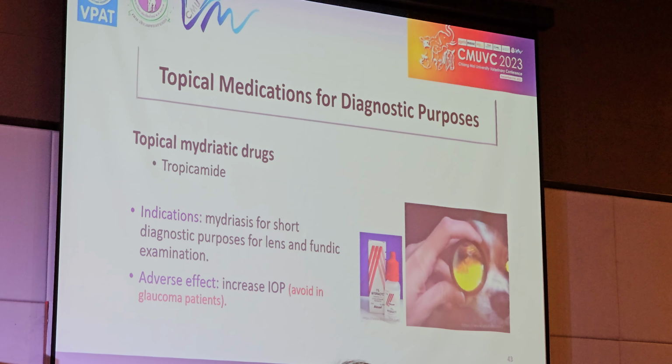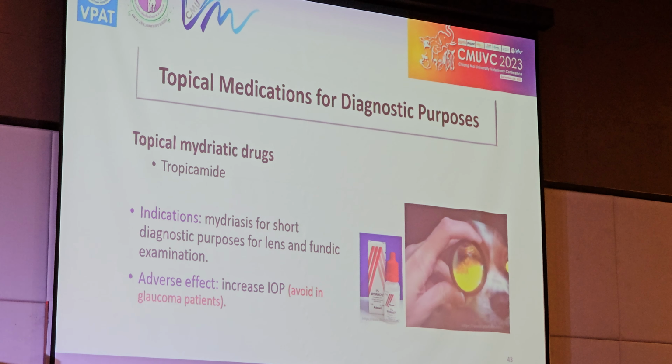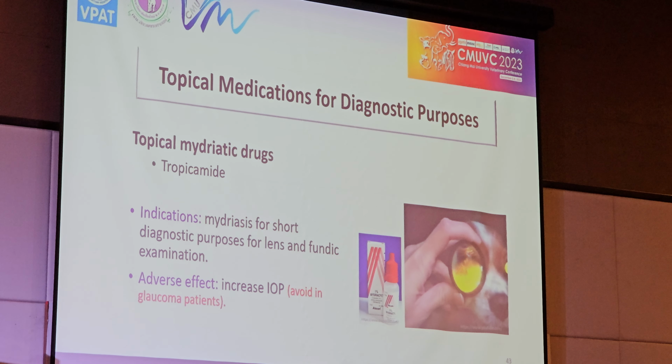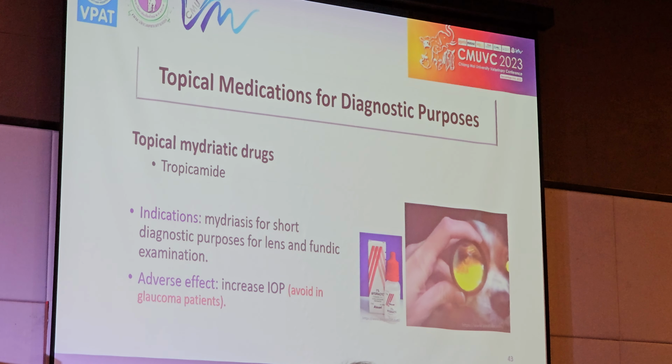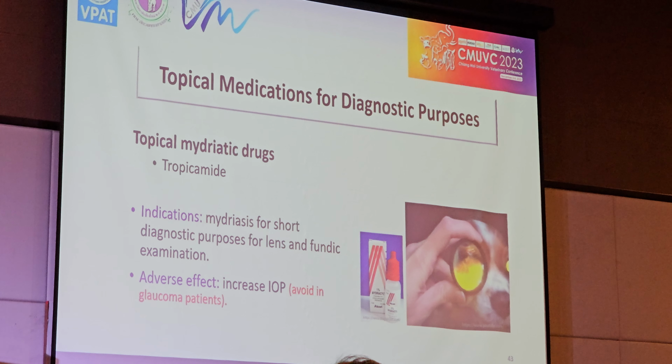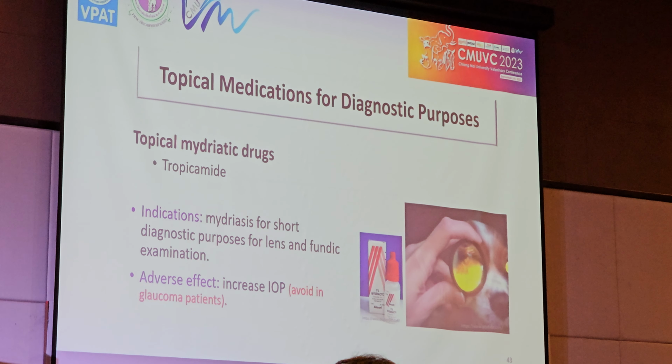And the next drug is the topical mydriatic drug, which is the topical tropicamide and the phenylephrine. And I will use these two for diagnostic examination. For the topical tropicamide, the drug affects the pupil muscle relaxation and then it dilates the pupil. The indication of use is mydriasis, or pupil dilation, for very short diagnostic procedures such as lens or fundus examination.